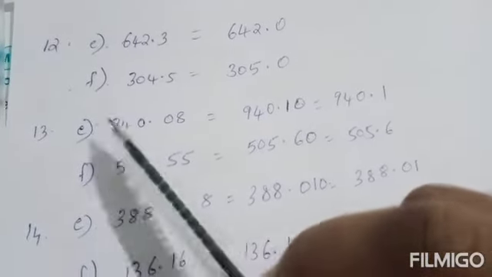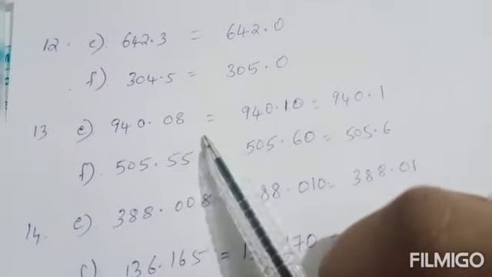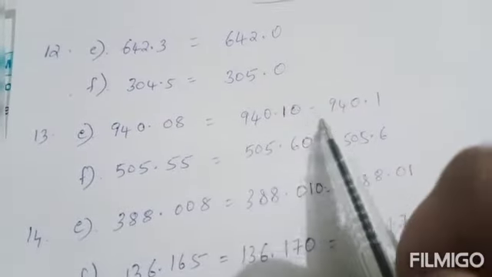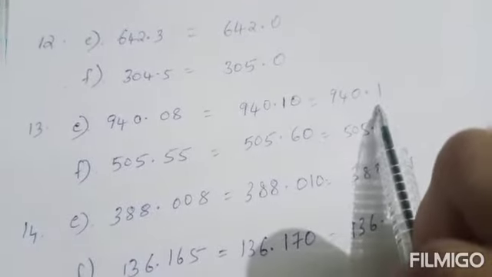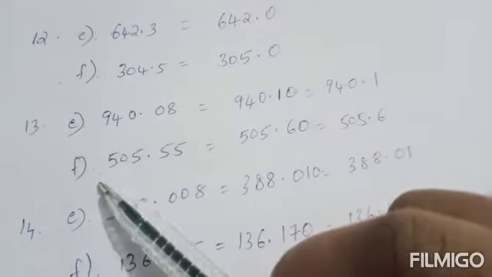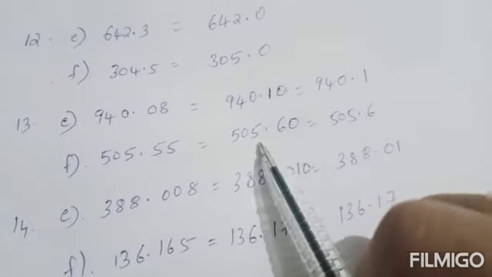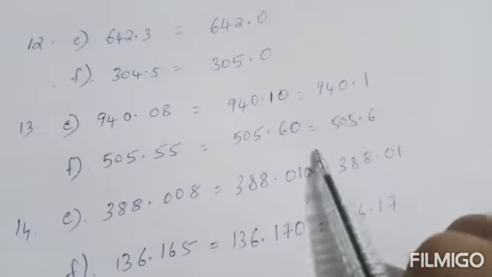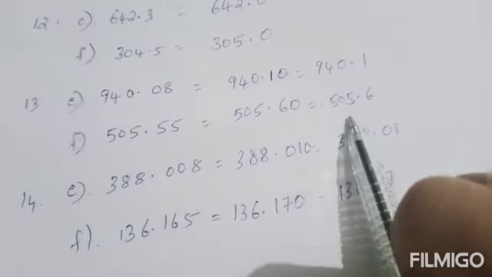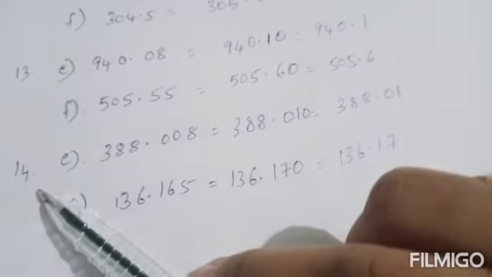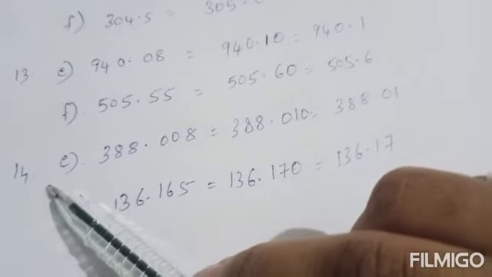So E: 940.08, on rounding off you will get 940.10, that is 940.1. Okay, F: 505.55, the answer is 500.60 or 500.6, 505.6. Next 14th, round off each of the following to the nearest hundredth.